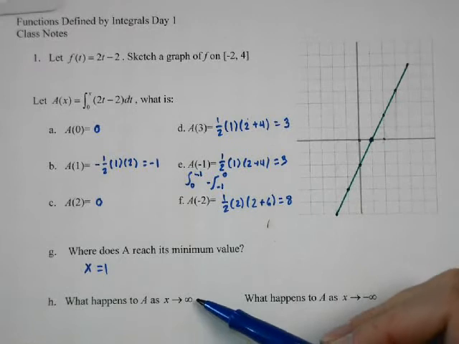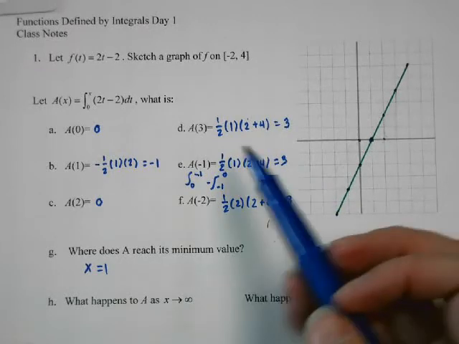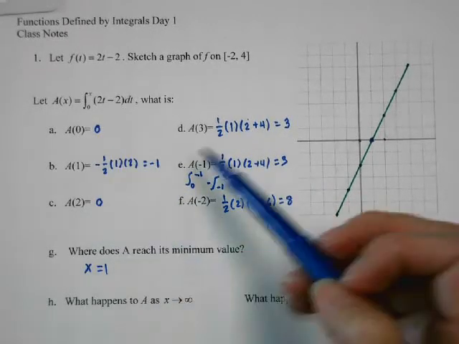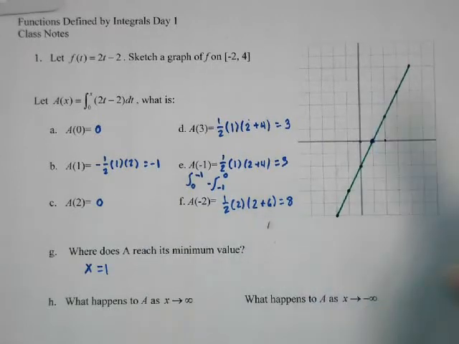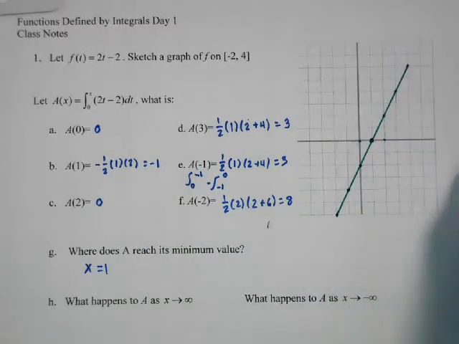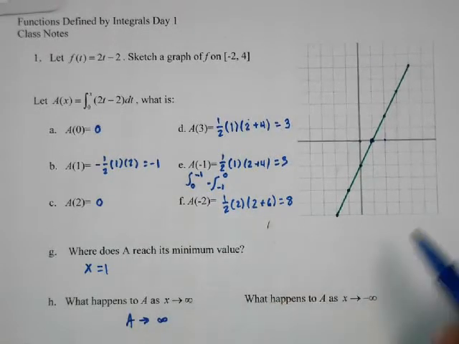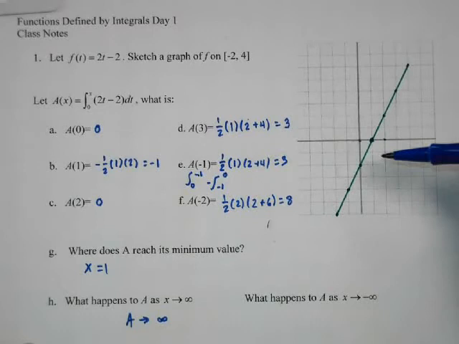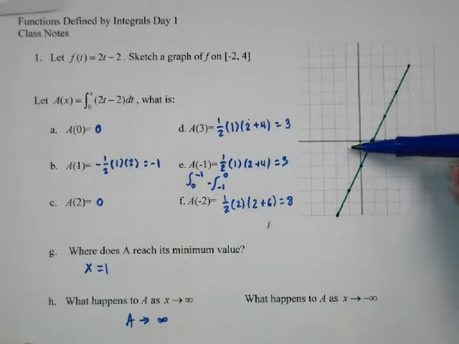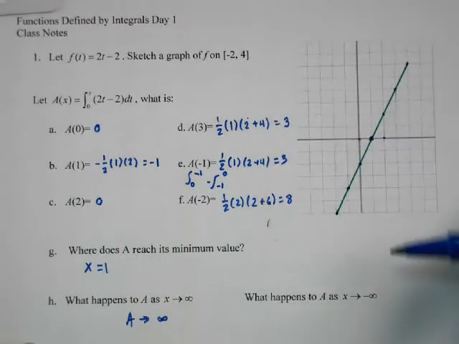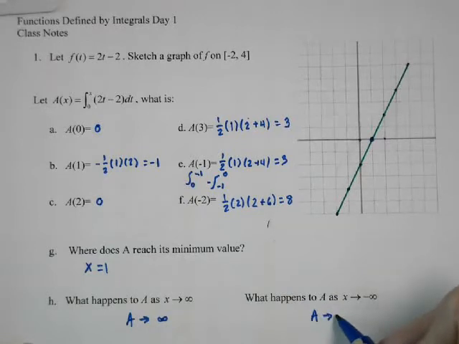What happens as x goes to infinity? Well, these values, we were going from negative 1, 0, 3. It's just going to accumulate more area. So it's going to go to infinity. And then what happens as it goes to negative infinity? Well, I'm going backwards, adding the negative space, so that's also going to go to infinity.